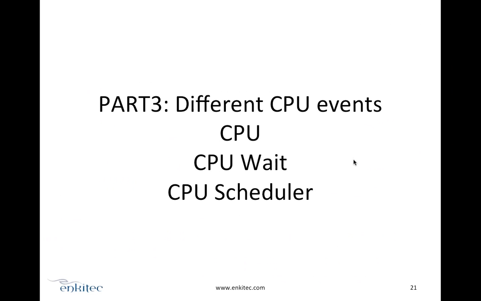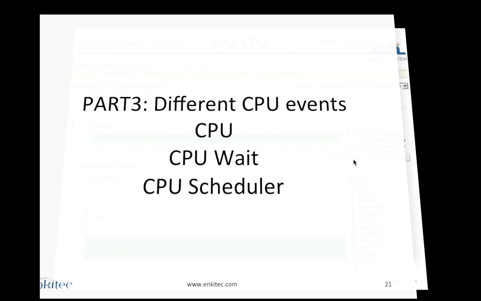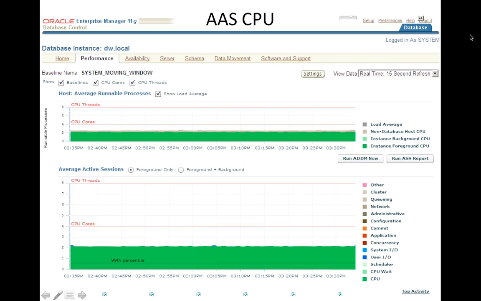So yeah, let's move ahead with the different CPU events. We're already done with the hardware side of things, and I've already given you that hardware foundation. Now we're moving on with the different CPU events. There are 3 different CPU events: CPU, CPU wait, and CPU scheduler.